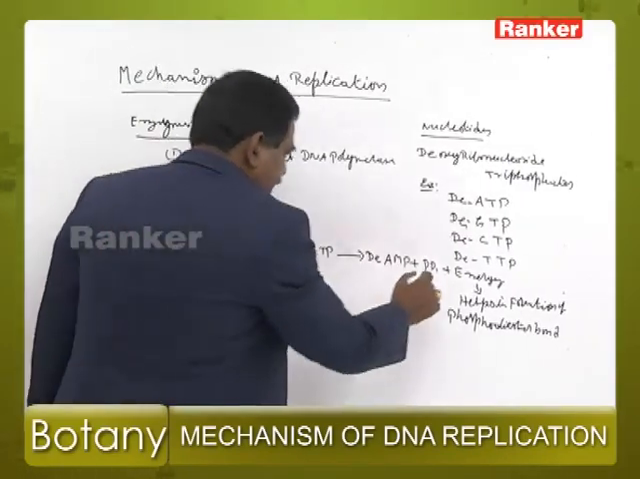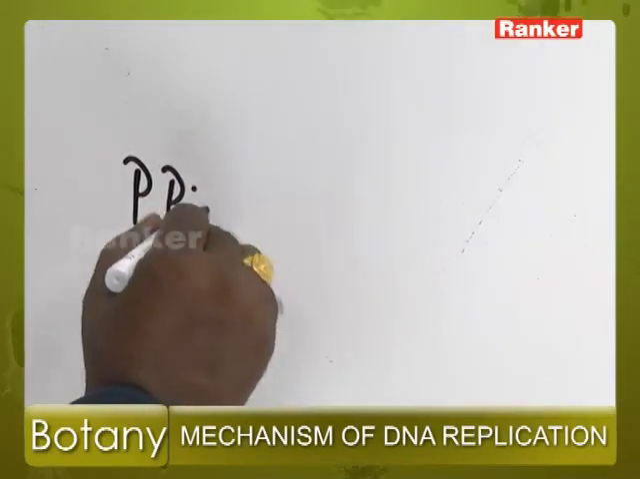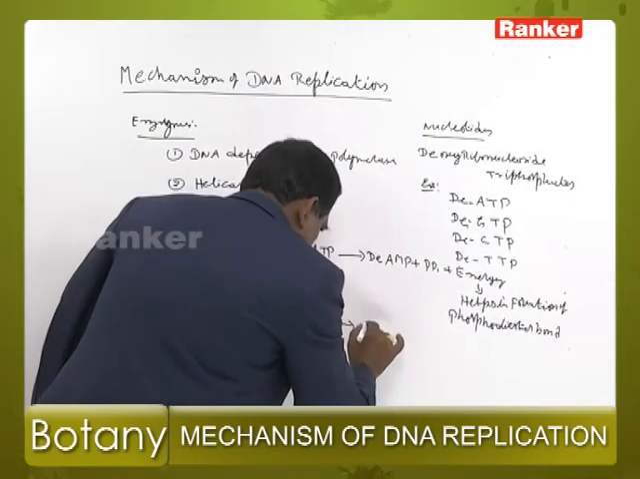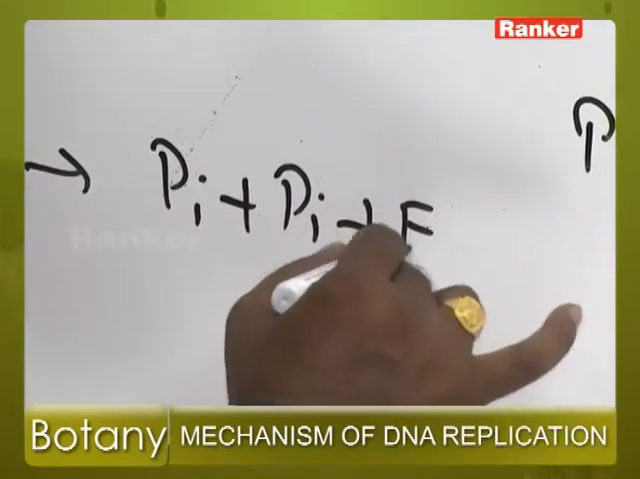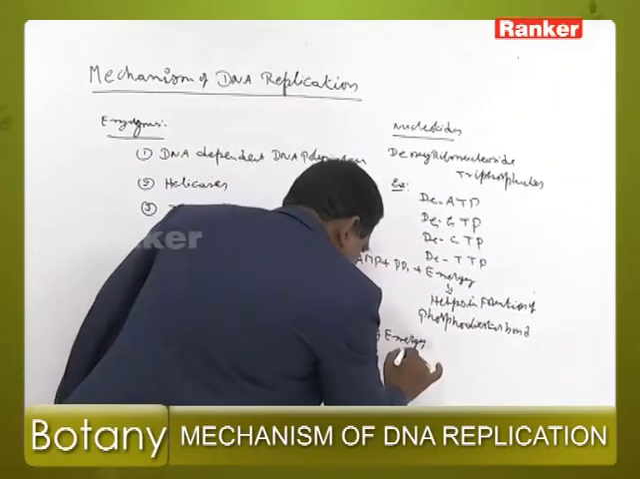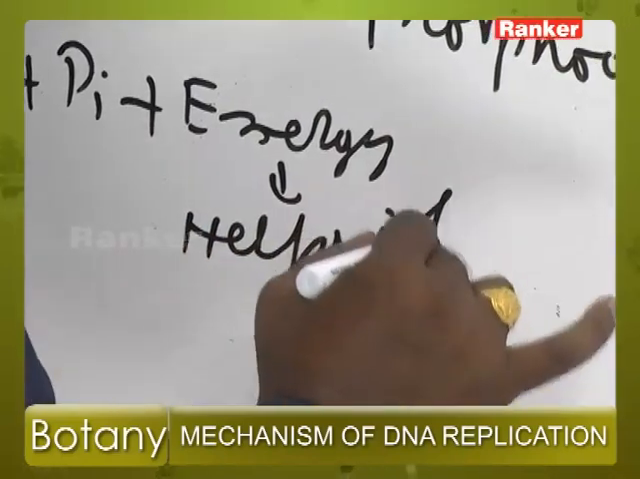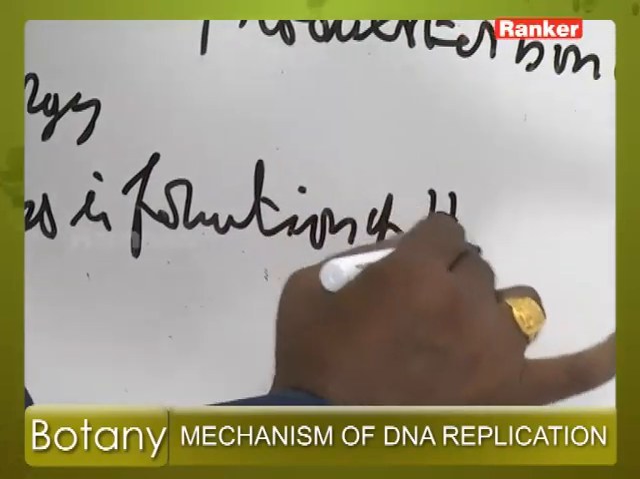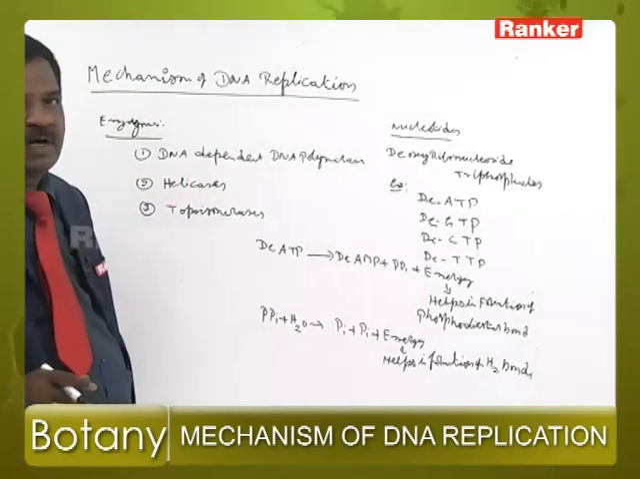Next, PPi, that is pyrophosphate, hydrolyzes into two inorganic phosphates plus energy. This energy helps in the formation of hydrogen bonds.